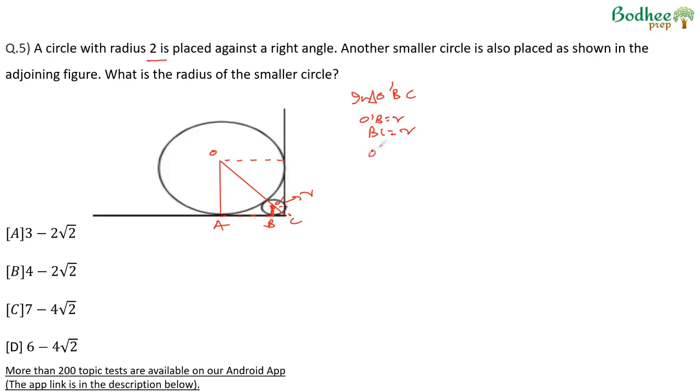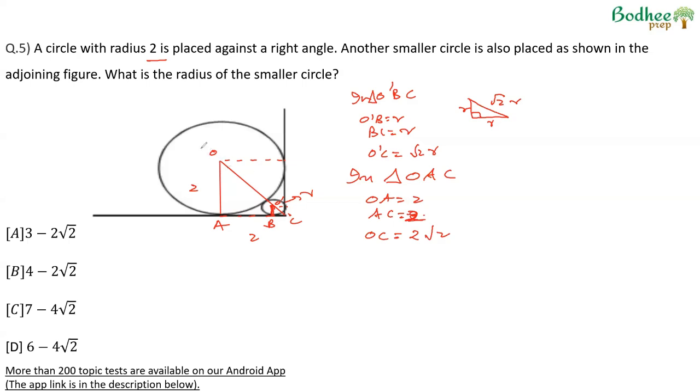And therefore, we can say that O dash C is nothing but root 2R, because we have a right angle triangle with two sides as R. Therefore, the third side has to be root 2R. Use Pythagoras theorem if not able to put this directly. Then we look at triangle OAC. Here also, OA will be the radius which is 2. AC will be the radius which is 2. And therefore, we can say OC should be nothing but 2 root 2. If this is 2 and this is 2, the hypotenuse will become 2 root 2.